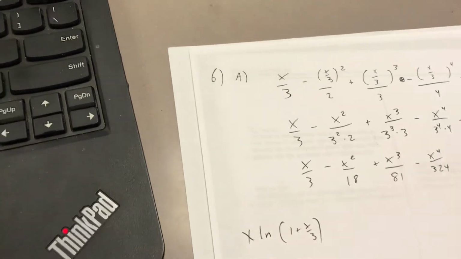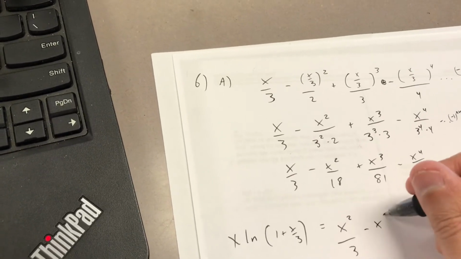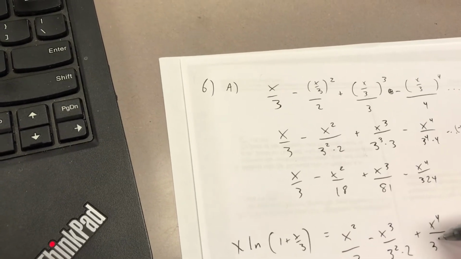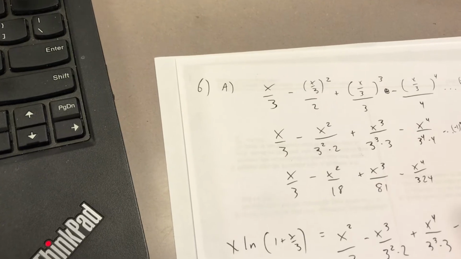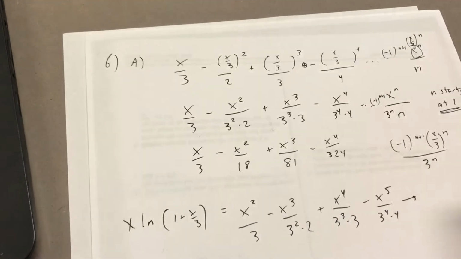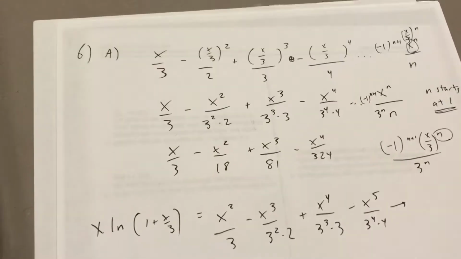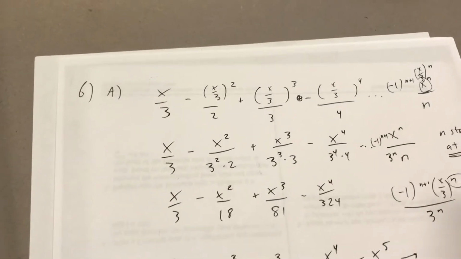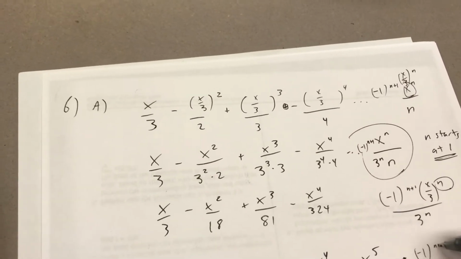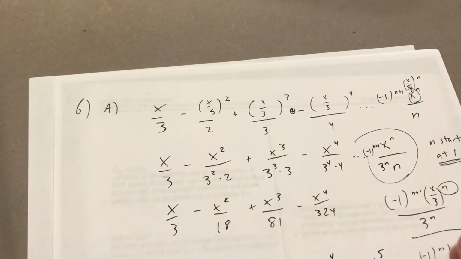So that whole series needs to be multiplied by x, and that's going to give me x squared over 3 minus x cubed over 3 squared times 2 plus x to the 4th over 3 cubed times 3 minus x to the 5th over 3 to the 4th times 4. So actually, our n exponent here is going to be, I think this is the most simplified version, x to the n plus 1. So it would be negative 1 to the n plus 1, x to the n plus 1 over 3 to the n times n is probably how I would write that.